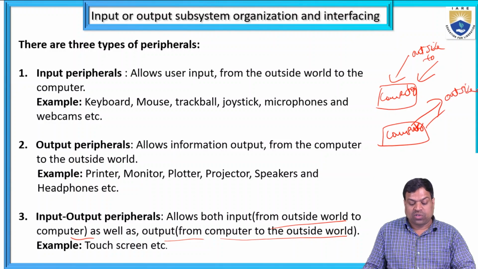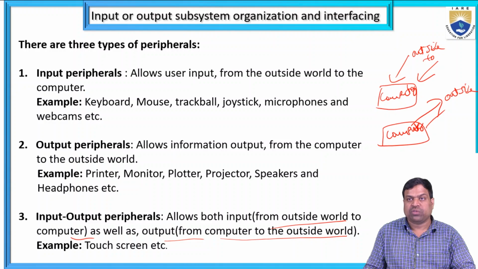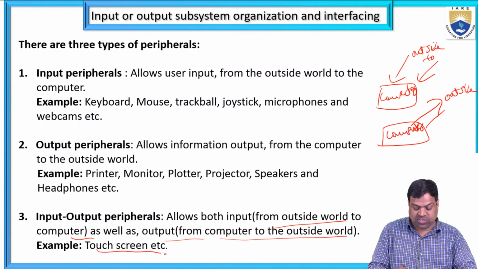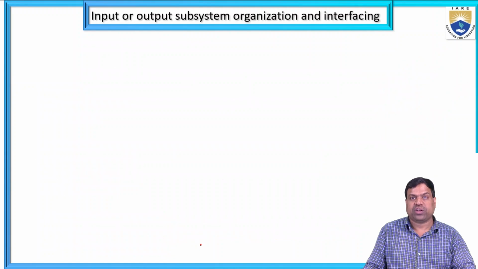So input peripherals allow users' input from the outside world to the computer, that is keyboard, mouse, trackball, joystick, microphones, and webcams. Output peripherals allow information output from the computer to the outside world: printer, monitor, plotter, projector, speaker, and headphones. And input output peripherals are also there. These are important and allow both input and output. For example, touch screen is a good example of an input output peripheral.